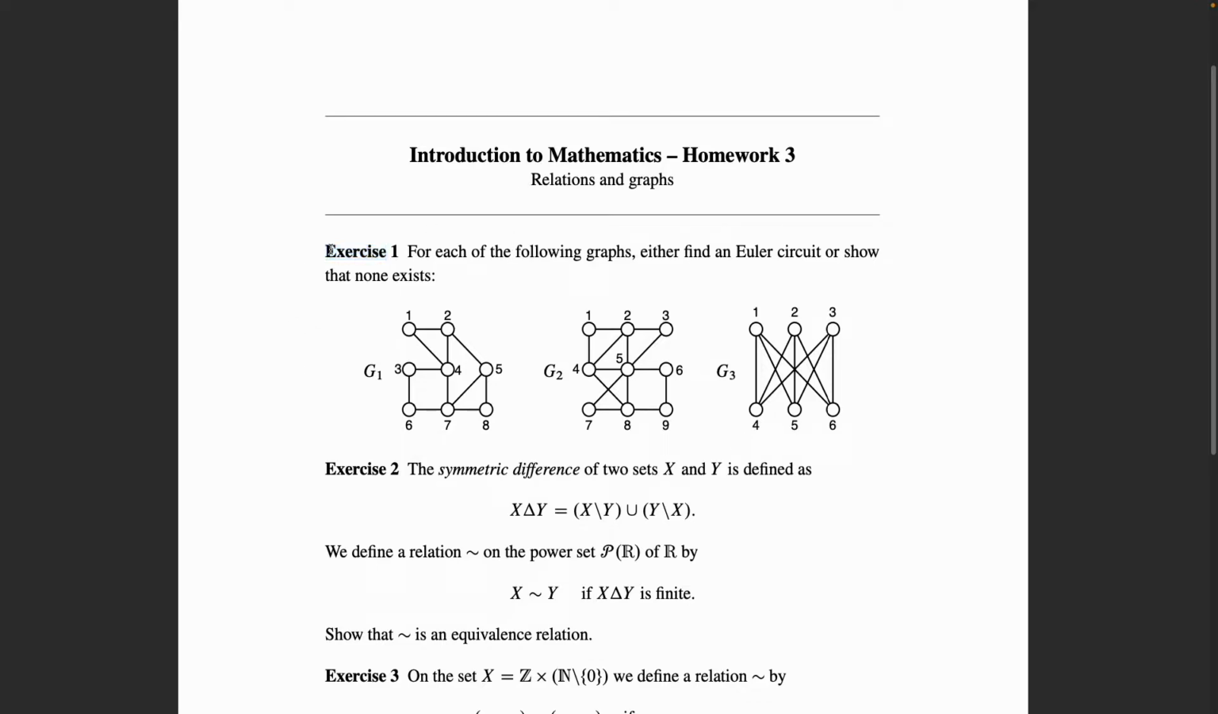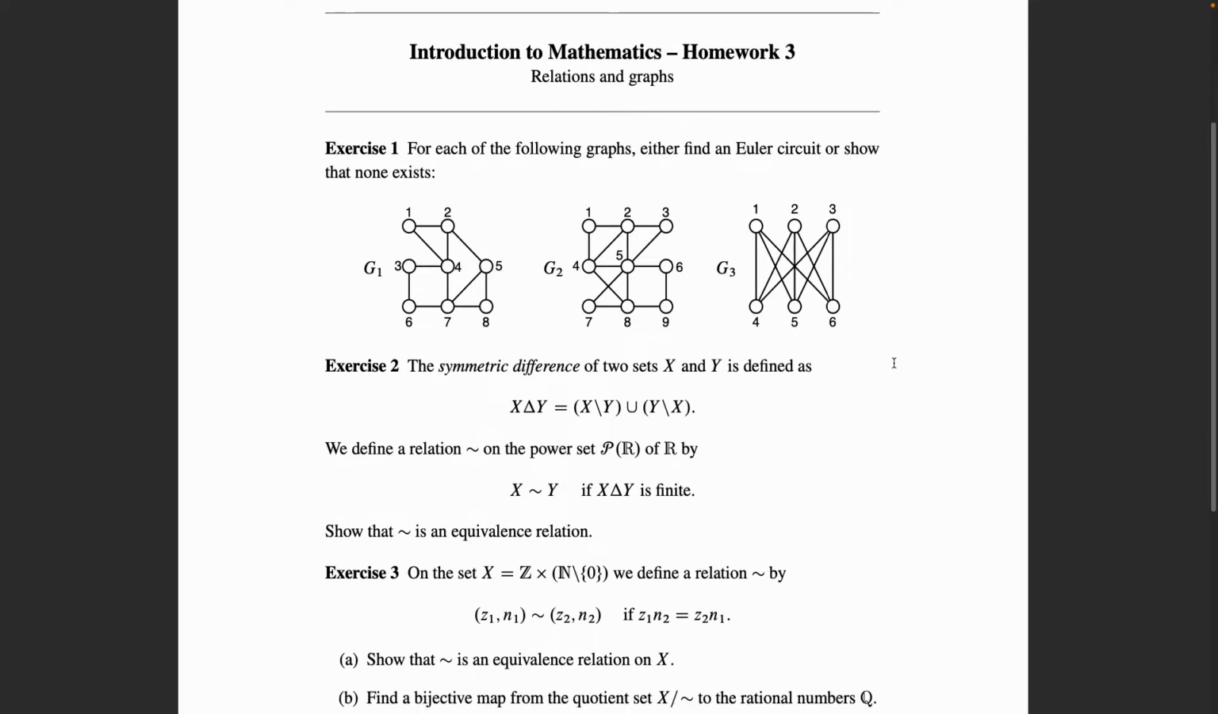In exercise 1, I'll give you 3 graphs and your task is to either find an Euler circuit in these graphs or show that none exists. So this is a rather easy warm-up. If you go back to chapter 5 of the course, you will find something that will help you do this rather easily.